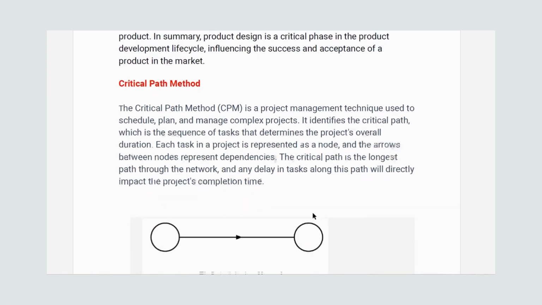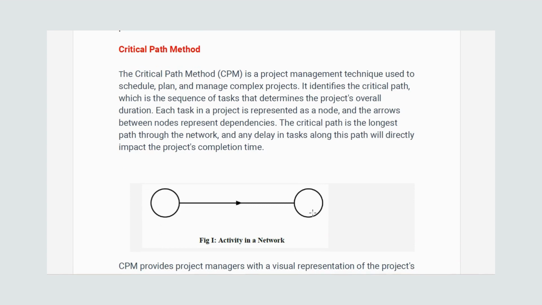The next short note is critical path method. It is a project management technique that is used to schedule, plan and manage complex projects. It identifies the critical path, which is the sequence of tasks that determine the project's overall duration. So in this method, each task in a project is represented as a node. You can see in this diagram, and the arrows between nodes represent dependencies.